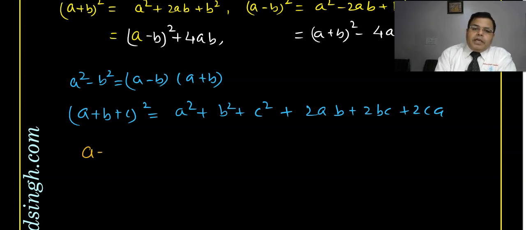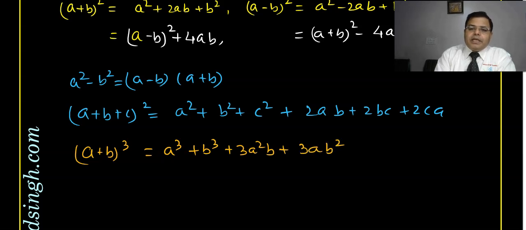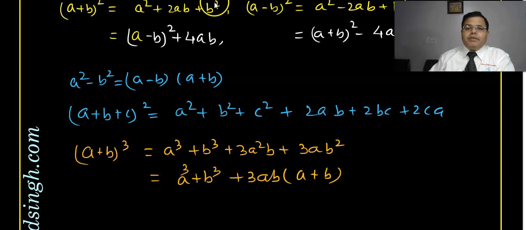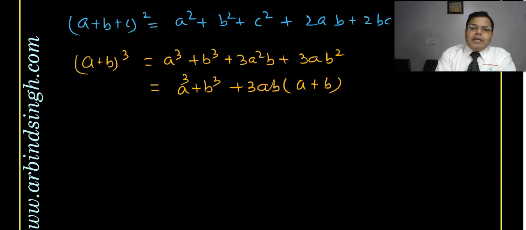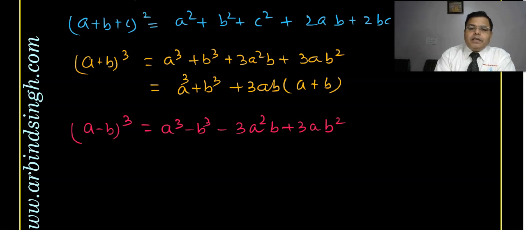Also some more formulas about cubes. (a plus b) whole cube is a cube plus b cube plus 3a square b plus 3ab square, and that can further be written as a cube plus b cube plus 3ab into (a plus b). So this is one formula. Another one is (a minus b) whole cube is equal to a cube minus b cube minus 3a square b plus 3ab square. That can further be written as a cube minus b cube minus 3ab (a minus b).